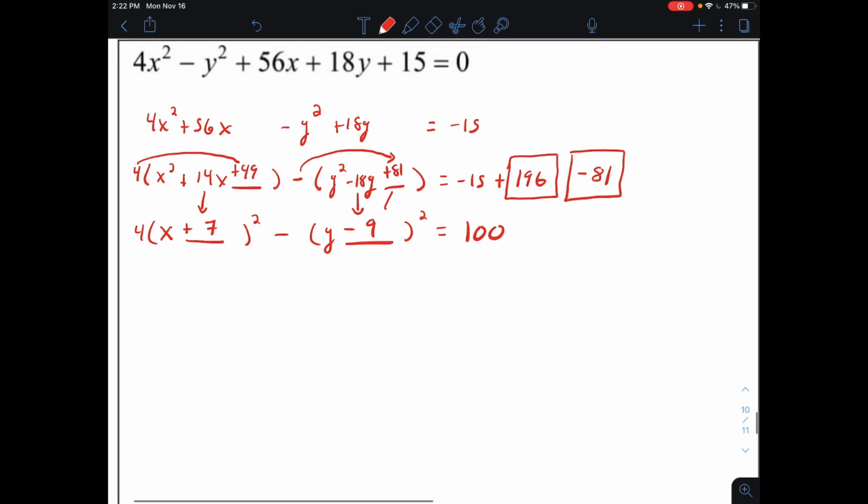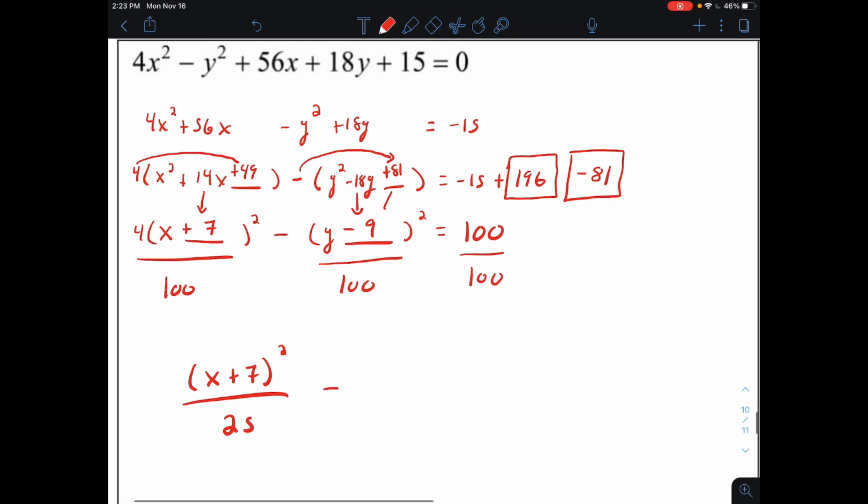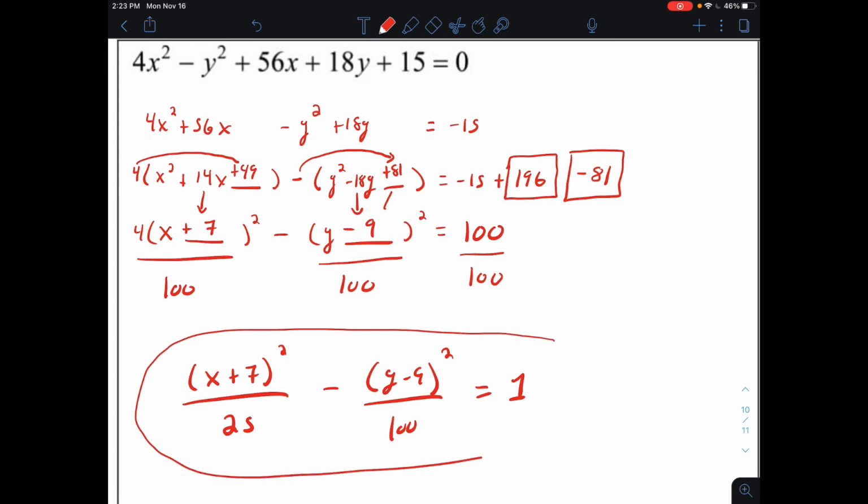From here, I need a 1 on the far right-hand side, so I'm going to divide everything by 100, and then rewrite. 4 over 100 simplifies to x plus 7 squared divided by 25. And then I have minus y minus 9 squared over 100 is equal to 1. So now I know it's a hyperbola because I'm subtracting my squares. And if I needed to know the orientation, x is in front of the minus. It's the positive term, so this would be opening left or right.